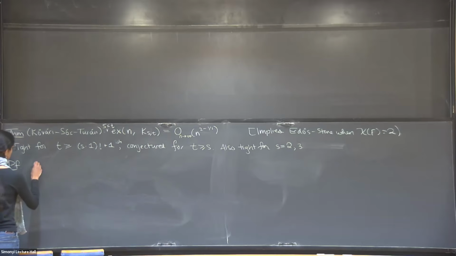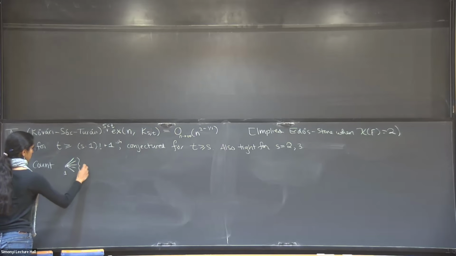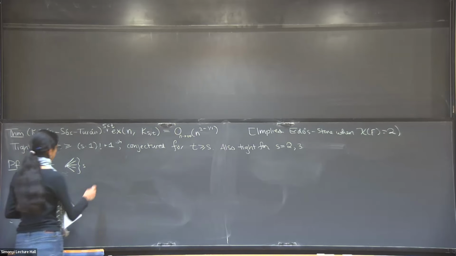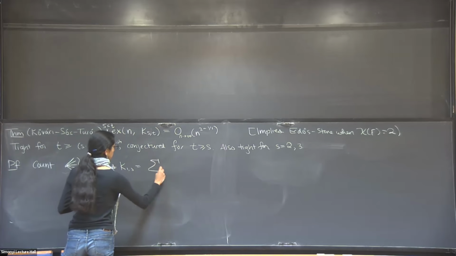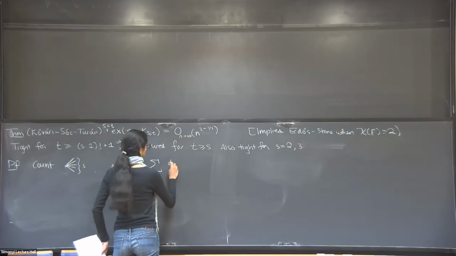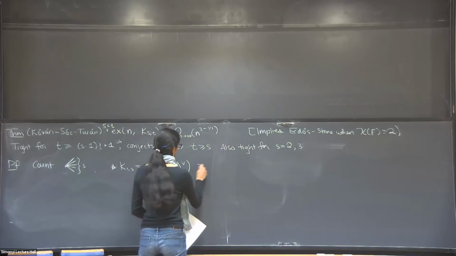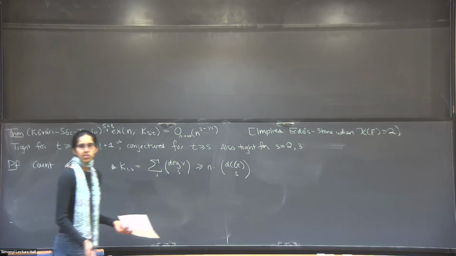So the proof idea for this is we're going to count copies of K_{1,S}, so the bipartite graph with one vertex on one side and S vertices on the other side. One way we can count these is I just pick the left vertex and then I look at the number of neighbors and I take that choose S. And by convexity, this is at least n times the average degree choose S.